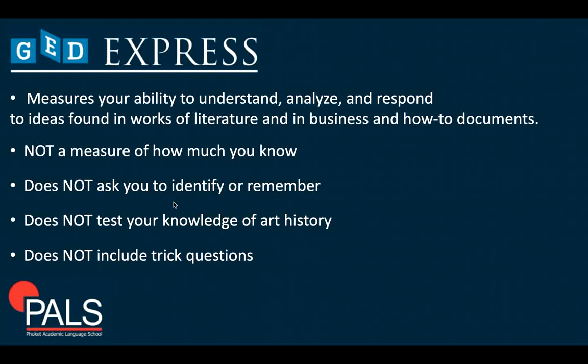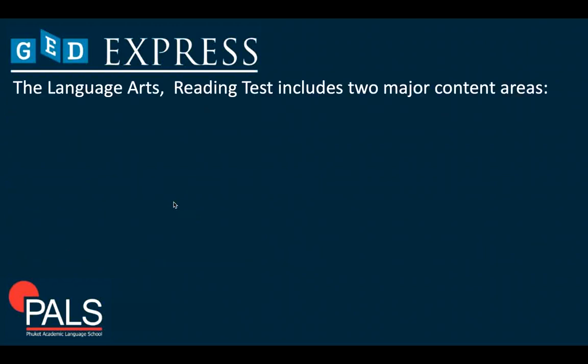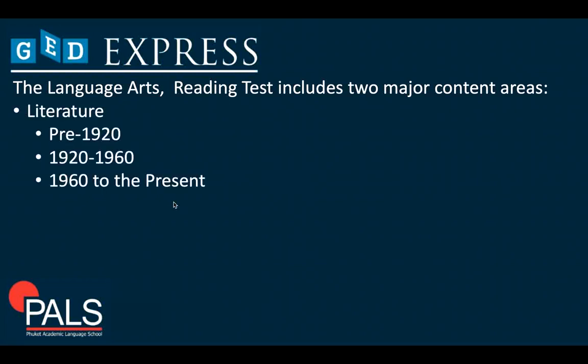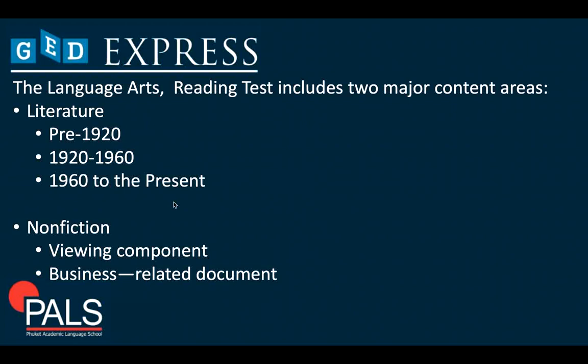The Language Arts Reading Test includes two major content areas, literature and nonfiction. These are further broken down into the following categories. You've got literature, which includes fiction, poetry, and plays. They can be taken from anywhere between pre-1920, the 1920s to the 1960s, and the 1960s to the present. And then you have nonfiction, and it includes two major types of passages.